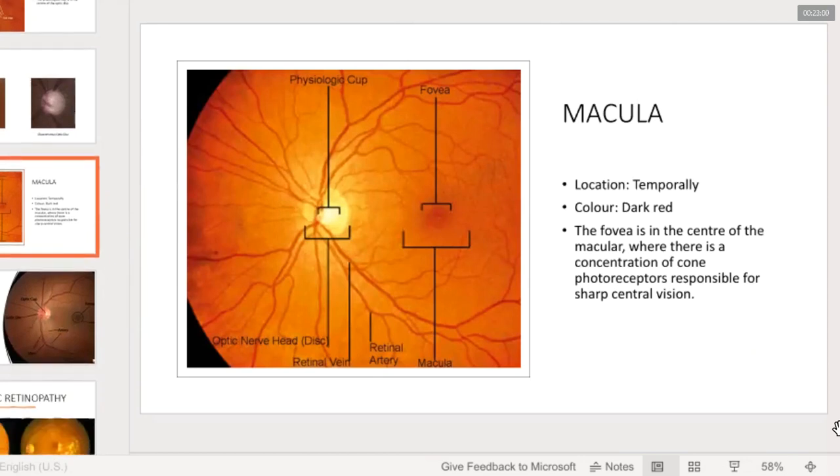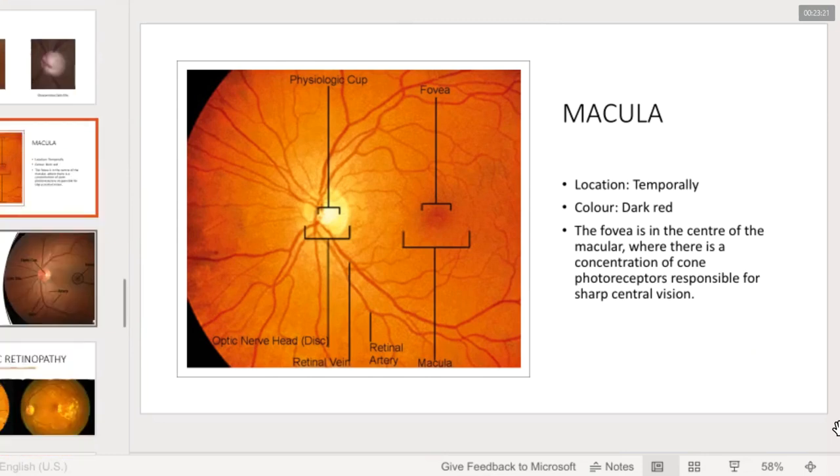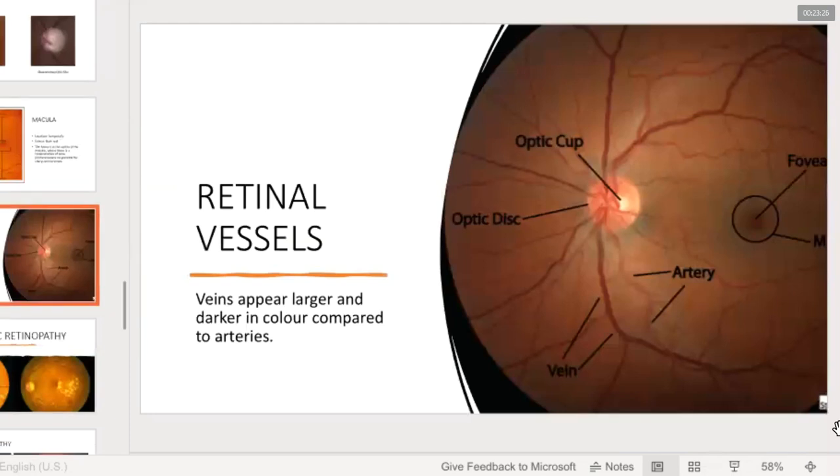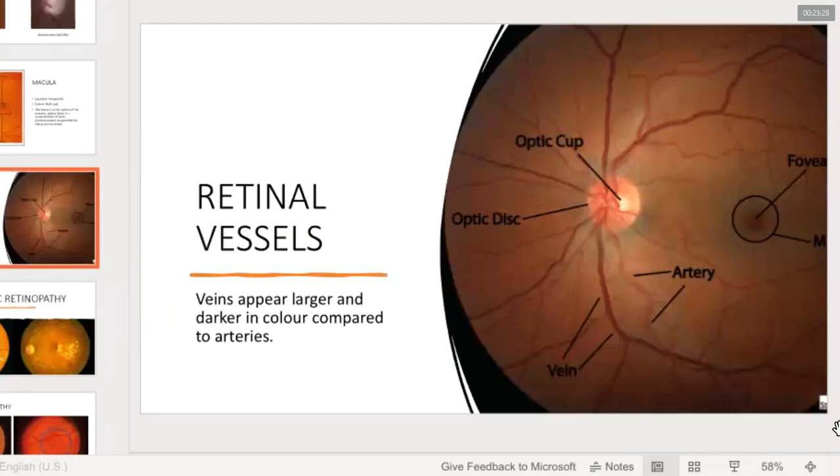And then next will be the macula. The location will be somewhere around temporal and slightly inferior temporal to the optic disc. Okay. So in the direct ophthalmoscope, everything is erect. That means it is not inverted. But if you are looking through a BIO or slit lamp, it is usually inverted.